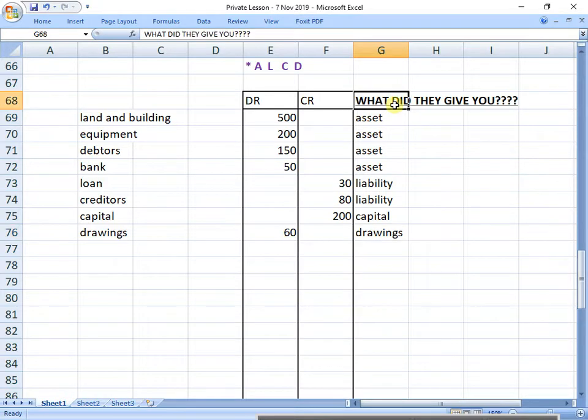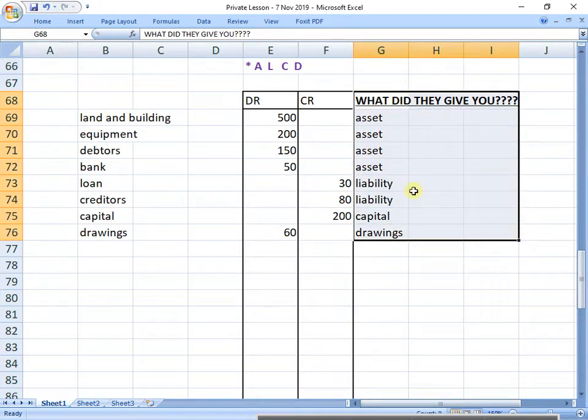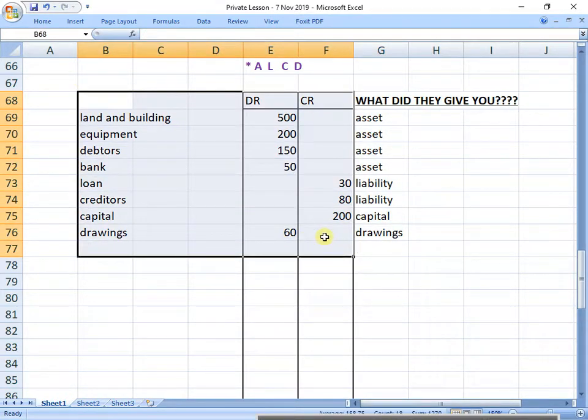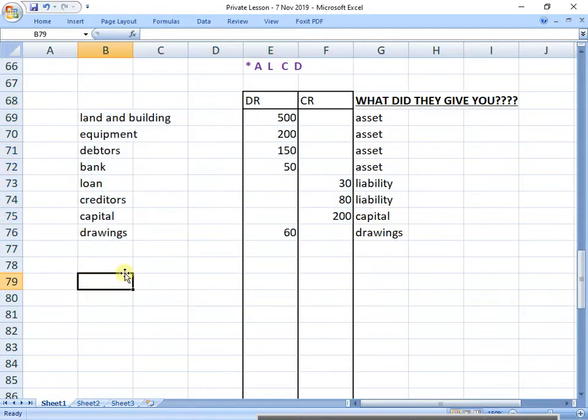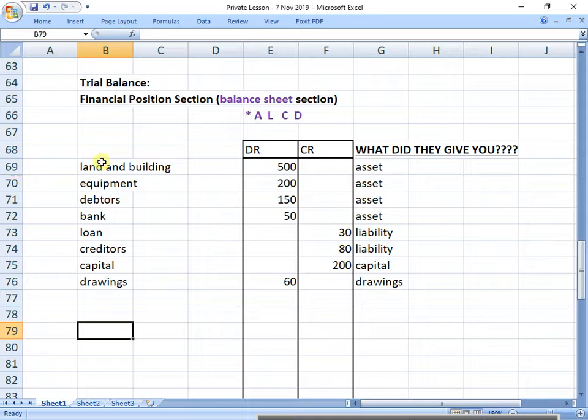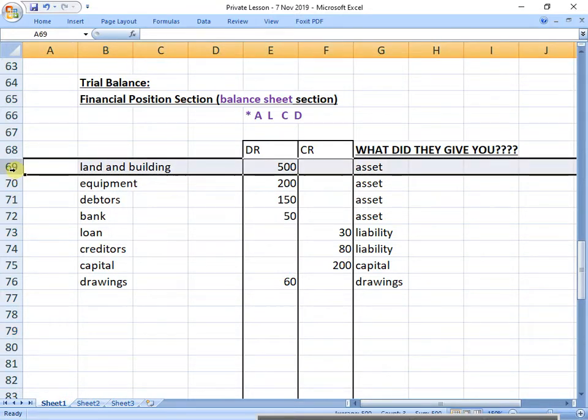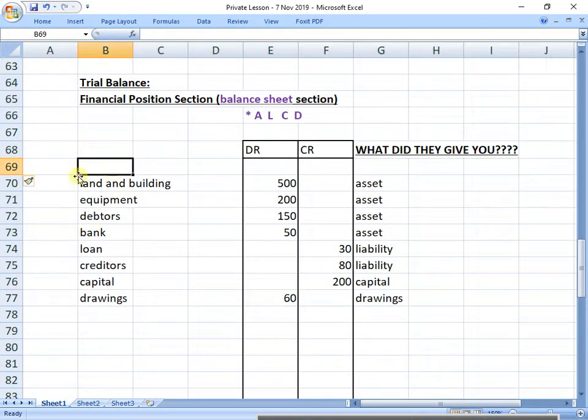Okay, you need to know what they've given you. Right, this is the question. I'm just creating the question as we go. I'm discussing it. Okay, then you will have another section. Let me add a line here, just to put a heading here, financial position section.